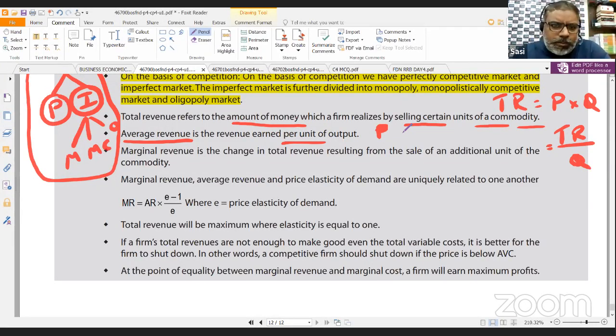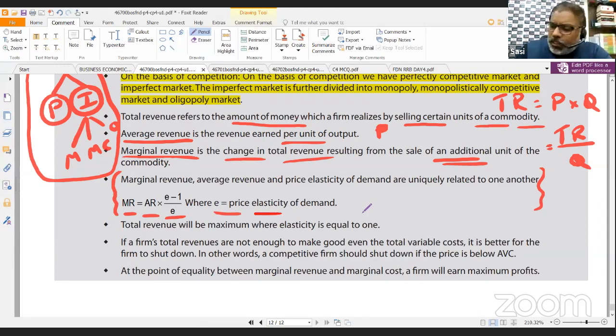Now the most important concept of marginal revenue will occur. Marginal revenue is what? That is a change in the total revenue resulting from the sale of an additional unit of the commodity. Always marginal means 1 plus. One additional commodity when it is sold, what is the additional revenue generated? That is called as marginal revenue. Normally, marginal revenue should be price, but it will not be exactly price. So there will be a relationship between the marginal revenue and average revenue like this, a very important relationship. Marginal revenue is equal to average revenue multiplied with E minus 1 divided by E.